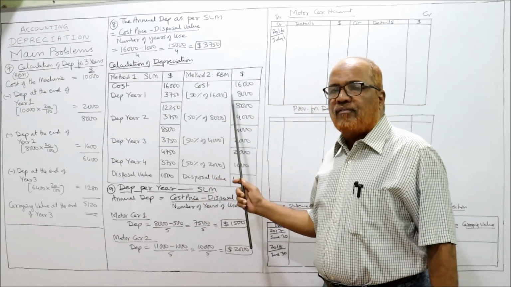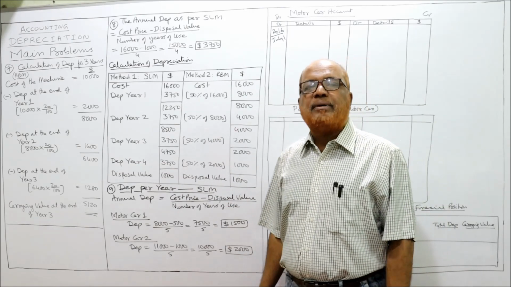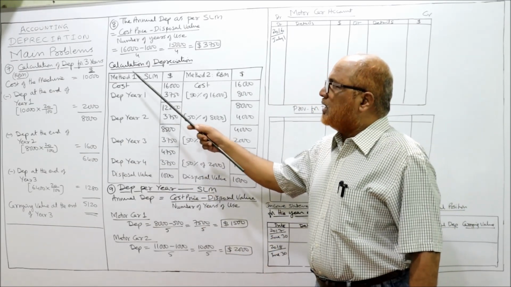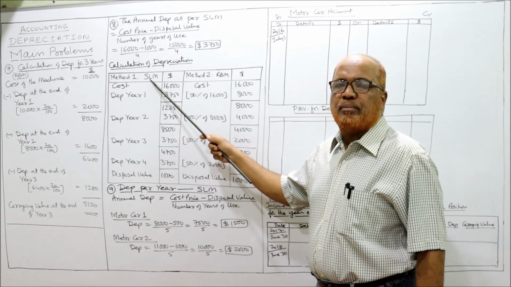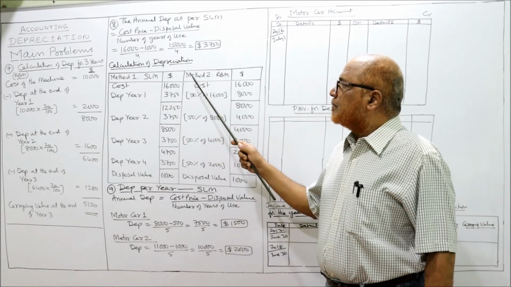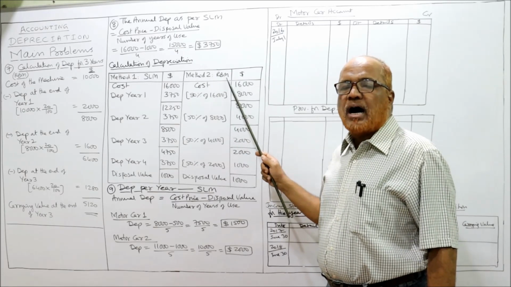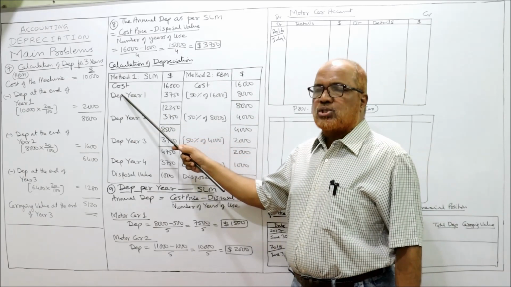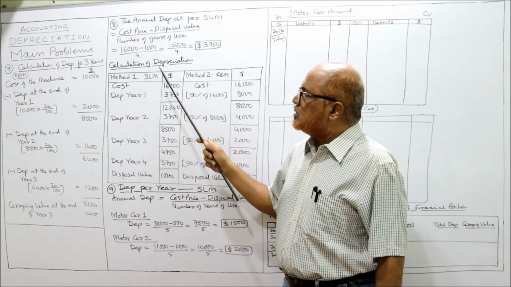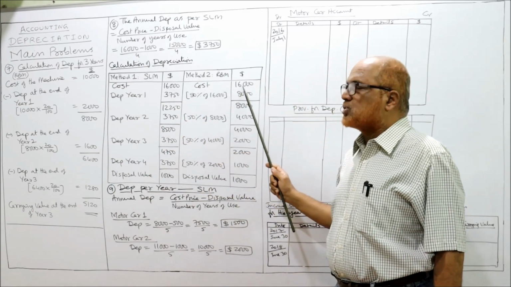Now in a tabular form, comparative form, I am calculating debt. So in the left hand side, method 1. Which method? SLM, straight line method. Right hand side, method 2. That is RBM, reducing balance method, dollars. Now cost. The cost of the machine is 16,000. Here 16,000 I have taken, here also 16,000.